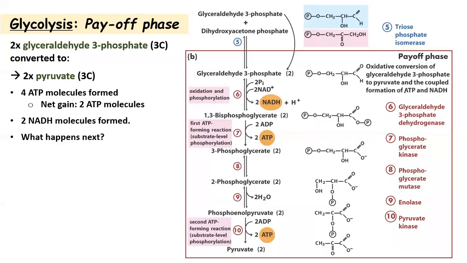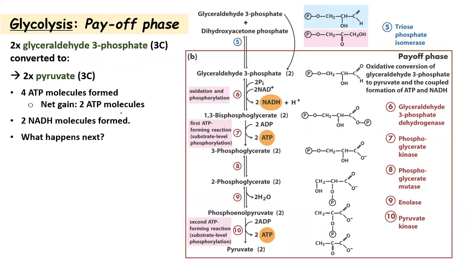So in the preparatory phase of glycolysis, which consisted of 5 chemical reactions, we ended with forming 2 molecules of glyceraldehyde 3-phosphate. And so in the payoff phase of glycolysis, so the last 5 chemical reactions of the pathway, we're going to convert this molecule, glyceraldehyde 3-phosphate, to pyruvate. It's going to be oxidized further. And in that process, we're going to make 4 ATP molecules.